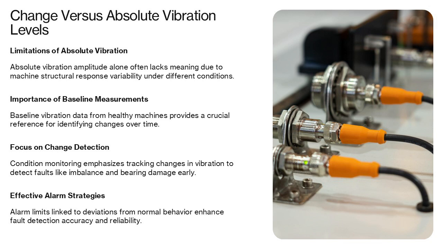Establishing baseline measurements when a machine is known to be in good condition provides a reference point against which future data can be compared. Trending vibration parameters allows engineers to identify gradual degradation, sudden changes, or abnormal growth patterns that indicate developing faults such as imbalance, misalignment, looseness, or bearing damage.